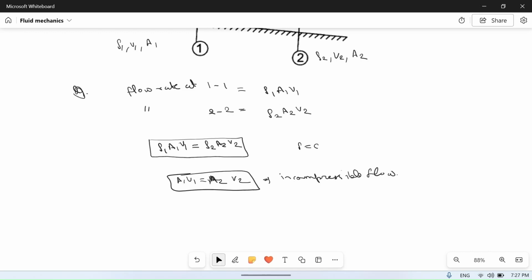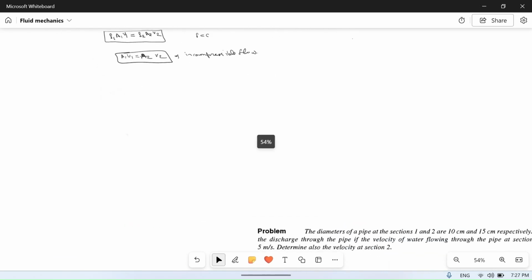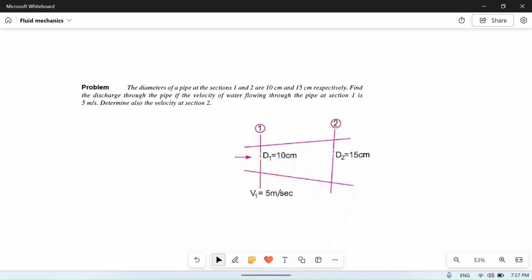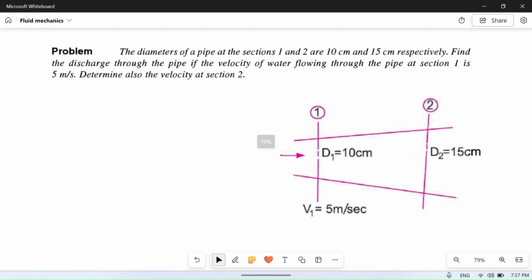Now we will solve a numerical problem which is based on the continuity equation. So let's see this problem. The diameters of the pipe at section 1 and 2 are 10 cm and 15 cm respectively. Find the discharge through the pipe if the velocity of water flowing through the pipe at section 1 is 5 meter per second. Determine also the velocity at section 2.